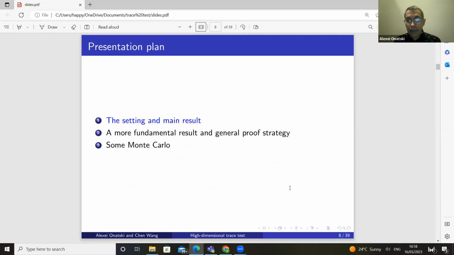Okay, so in the rest of my time, I want to split my presentation into 3 parts. First, I will be talking about setting. It will be very simple setting and our main result. Then I will show you more fundamental result and will describe very briefly general proof strategy. How do we prove things? And finally, I will show you a lot of pictures with Monte Carlo.